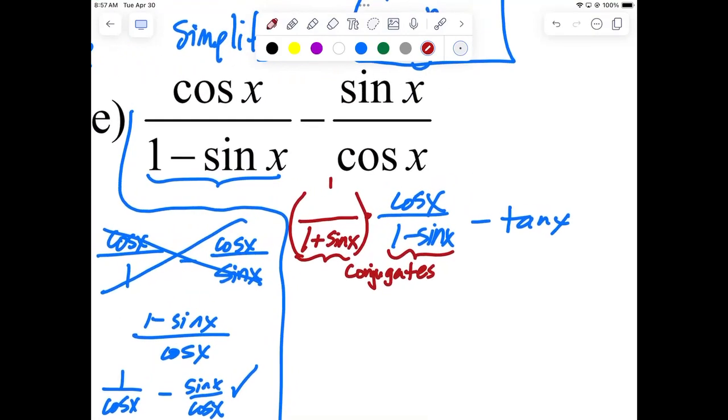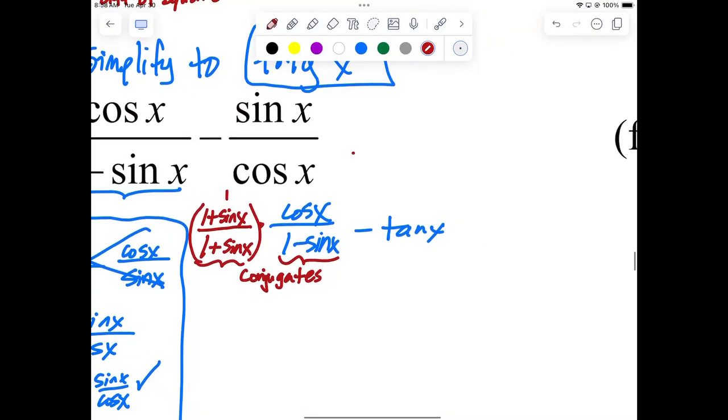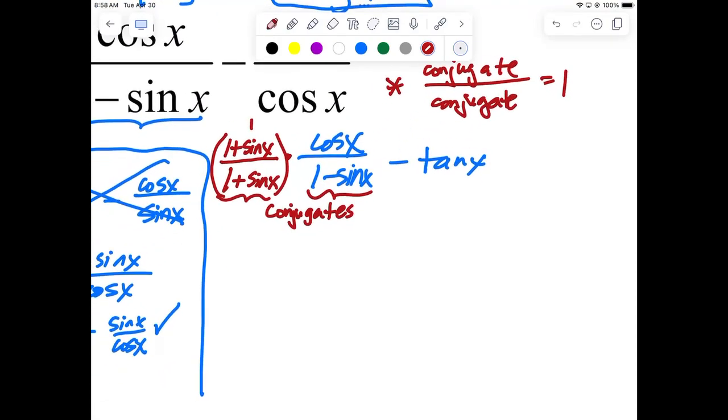So here's the strategy. Whenever you see 1 minus sine of x or 1 minus cosine x or 1 minus any function, or even 1 plus sine of x, 1 plus cosine of x, multiply by the conjugate over the conjugate. That's a new strategy. Multiply by the conjugate of something over the conjugate of something. That's equal to 1. Now, let's see what happens in the bottom. 1 plus sine of x times 1 minus sine of x is 1 minus sine squared of x.